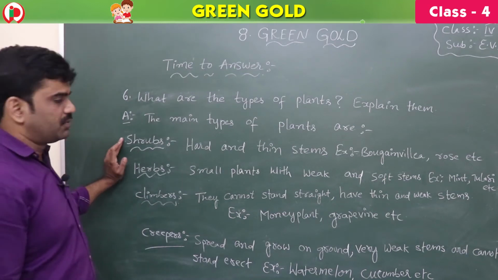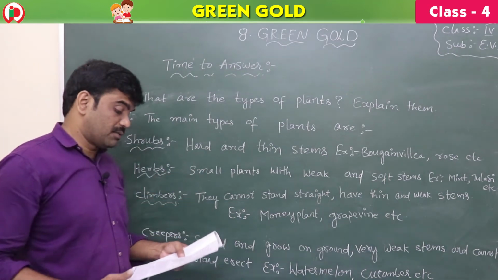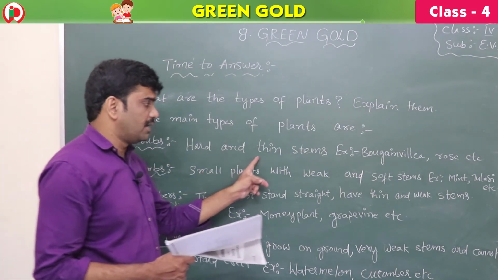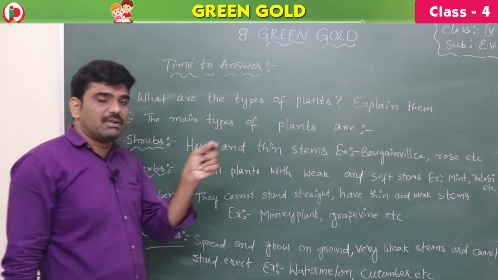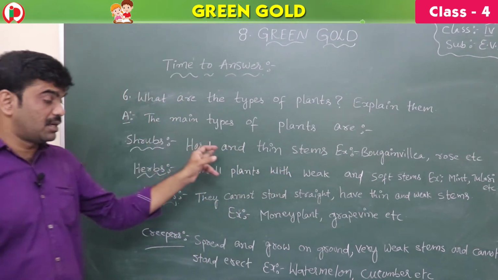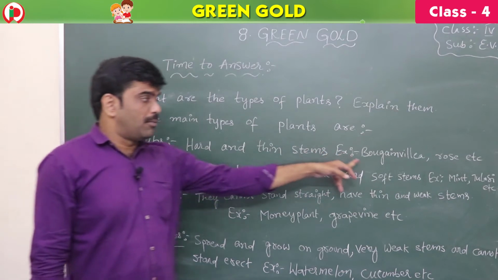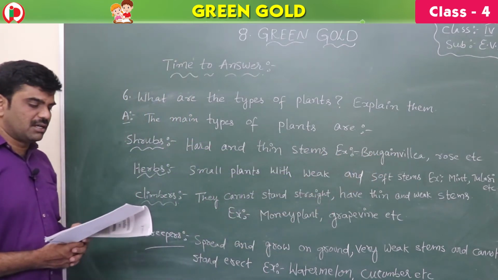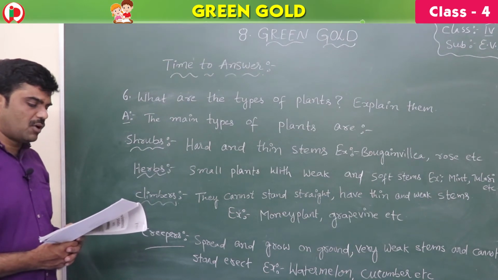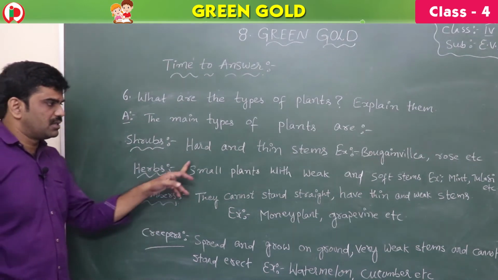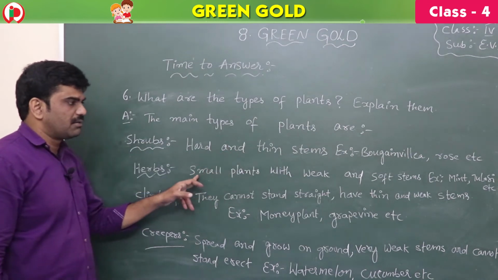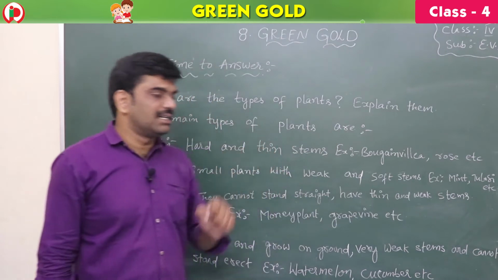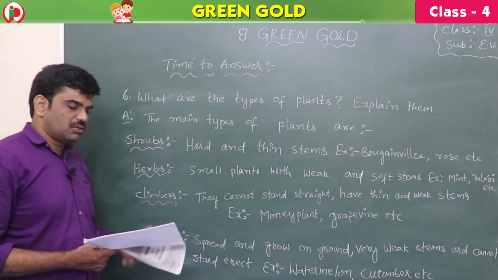First of all, see the shrubs. Shrubs are hard and thin stem plants. The stem is hard but it is thin. Example, bougainvillea, rose, etc. Next is herbs. Herbs are small plants with weak and soft stems. Example, mint, tulsi.